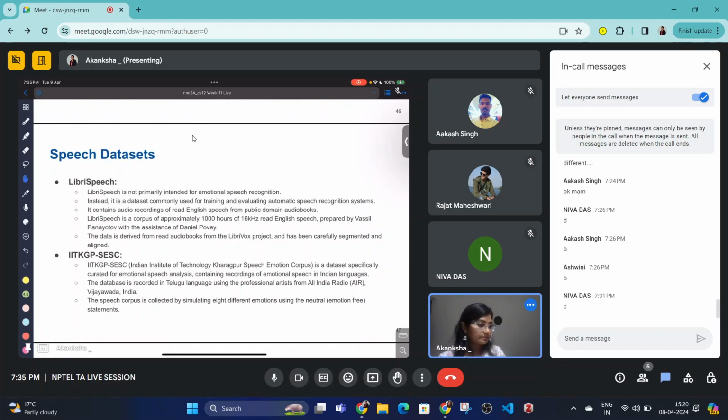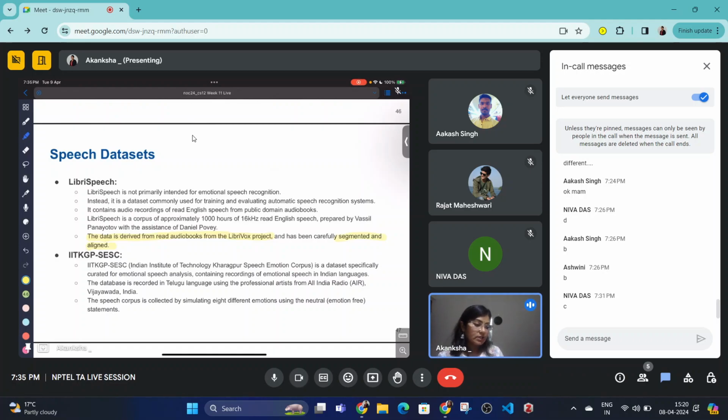It's actually, yeah, the data is derived from audiobooks from the LibriVox project and has been carefully segmented and aligned. So basically, for text to speech and speech to text tasks, this dataset is more suitable.